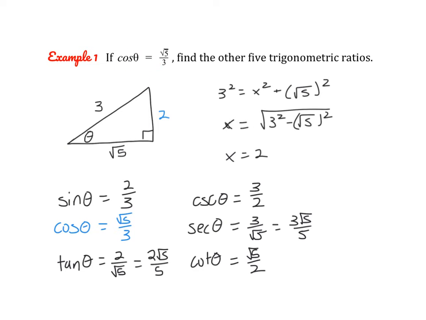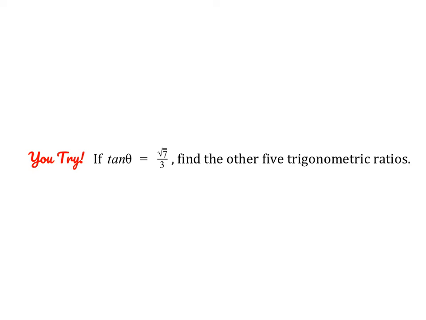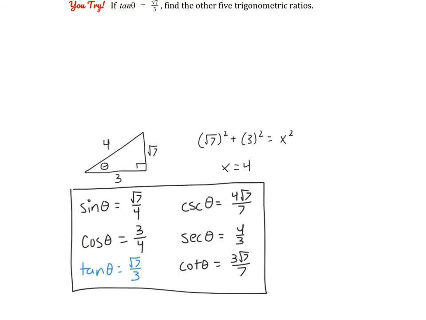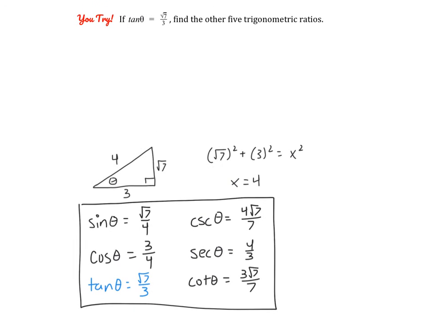So remember, if you see something like this, draw a right triangle and fill out the legs you know, find the missing leg, and then the rest is just knowing your ratios. All right, go ahead and pause the video and see if you can give this problem a try. Okay, so here you can see that I set up the triangle, and I was able to determine that the opposite leg is root 7 and the adjacent leg is 3. Use Pythagorean theorem to find the length of the hypotenuse, and then the rest is just knowing your ratios.